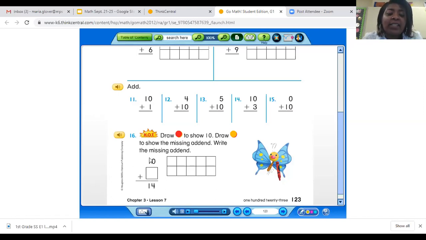All right, so right here is the hot problem. 10 plus blank equals 14. What is the missing add-in? You might want to put 10 in your head, and you might want to count up until you get to 14. That's something you might want to do.